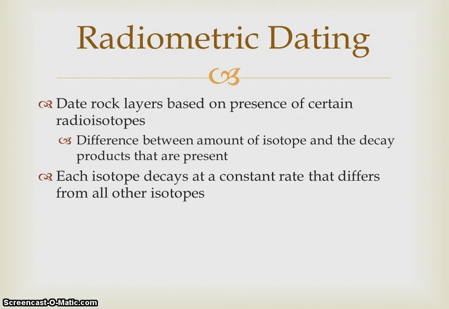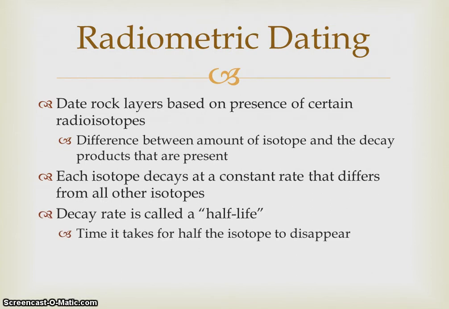Each isotope decays at a constant rate that differs from all other isotopes. This decay rate is called the half-life because it is the time that it takes for half the isotope to disappear. And the only reason that radiometric dating works is because rates are not affected by external forces. That means you can change the temperature, the pressure, or any other factor, and the half-life remains the same.